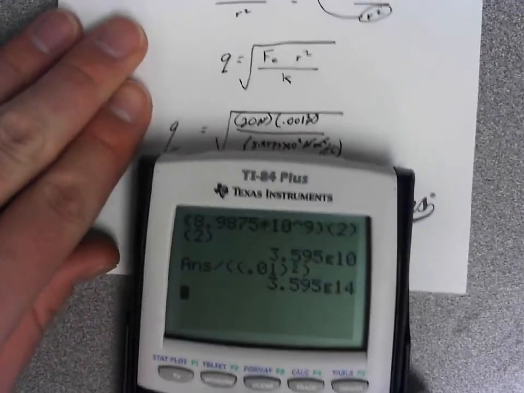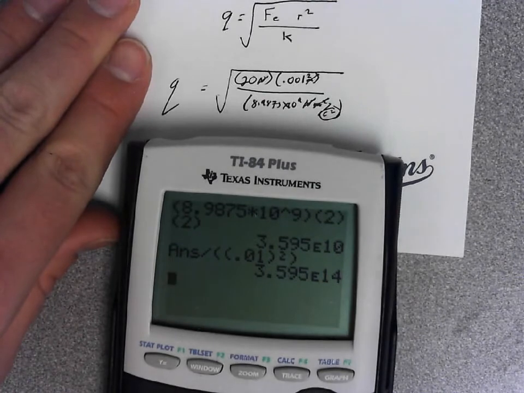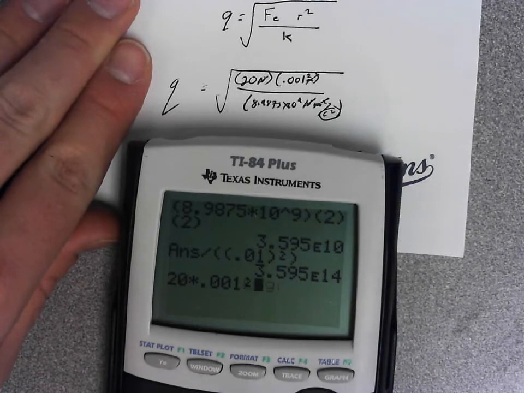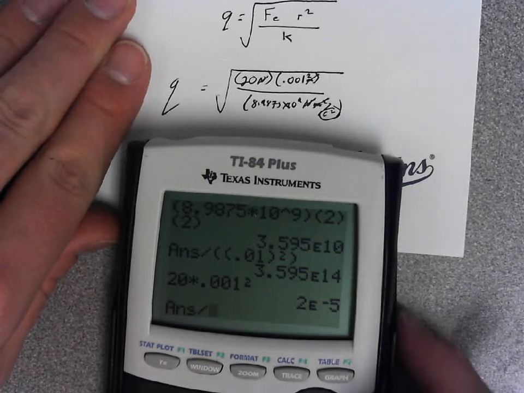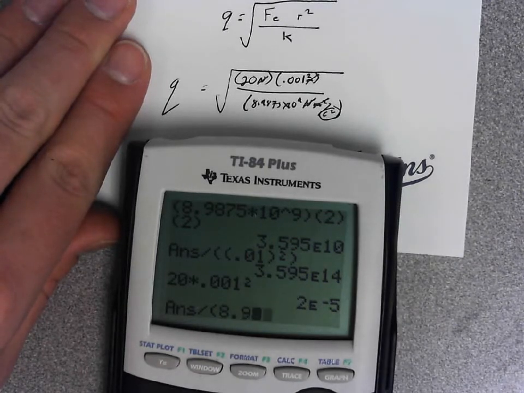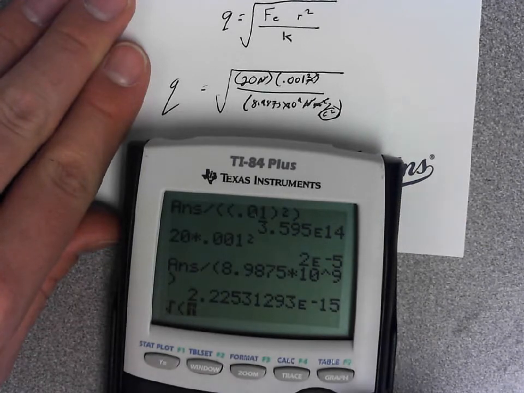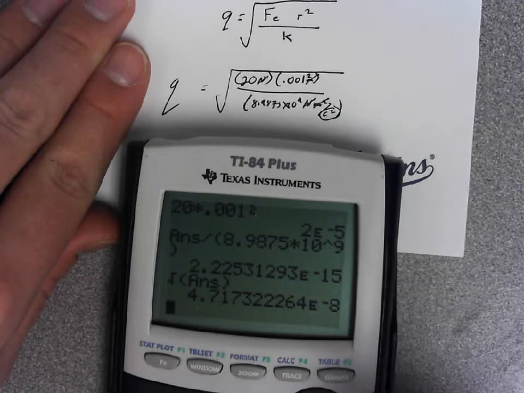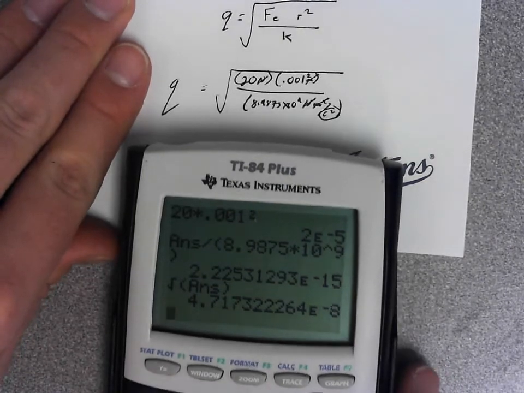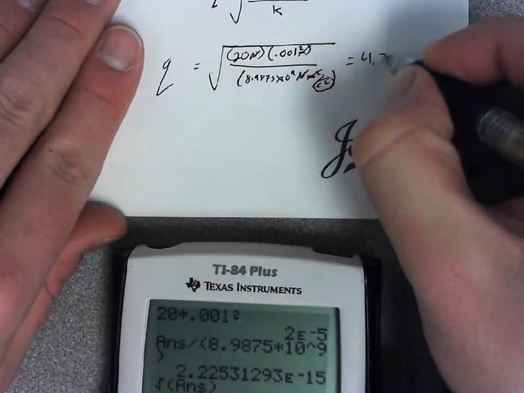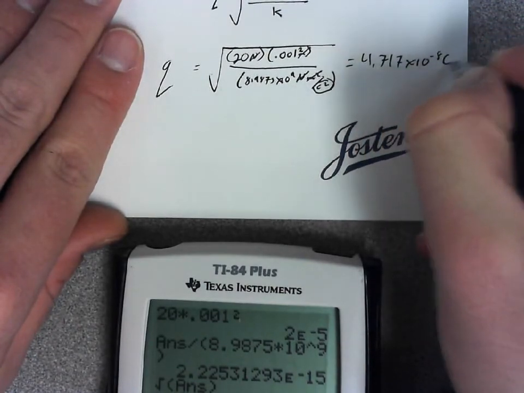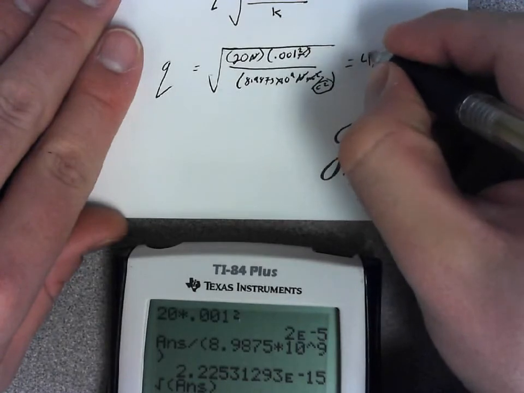If I plug this into my calculator, let's see, 20 times 0.001 squared. Okay, 2 times 10 to the negative 5th. I'm going to do divided by, and then I'm going to put this whole thing in parentheses. Okay, get an answer, and then I'm going to do the square root of that. And then I'm done. 4.717 times 10 to the negative 8 coulombs. All right, so that works.